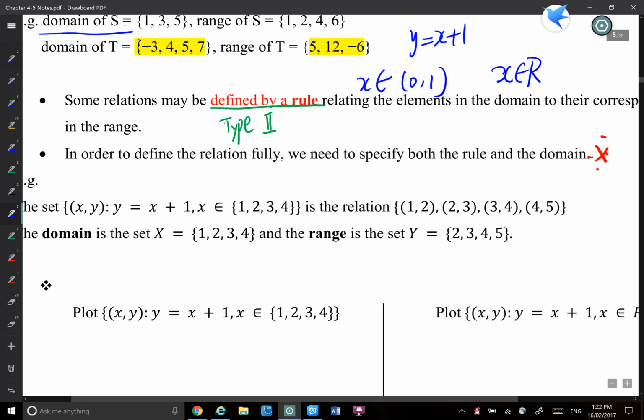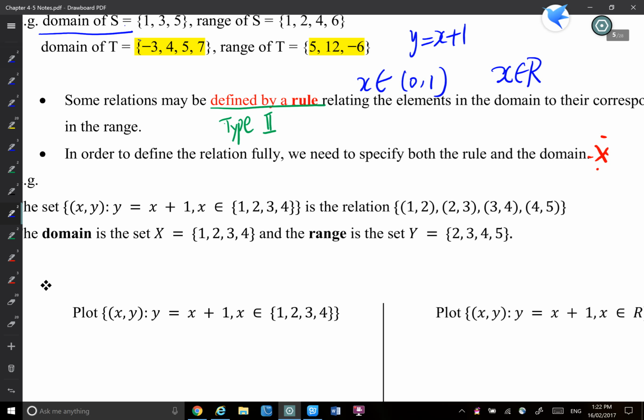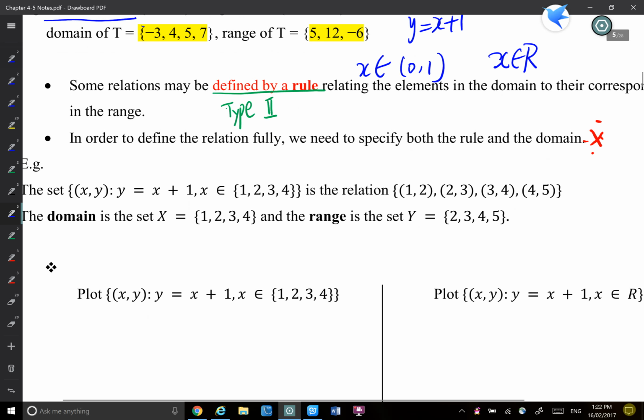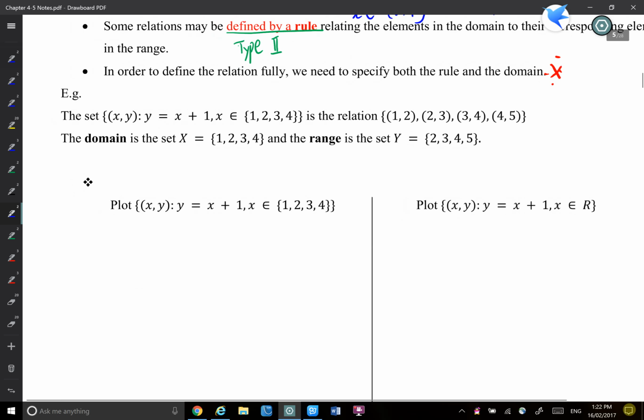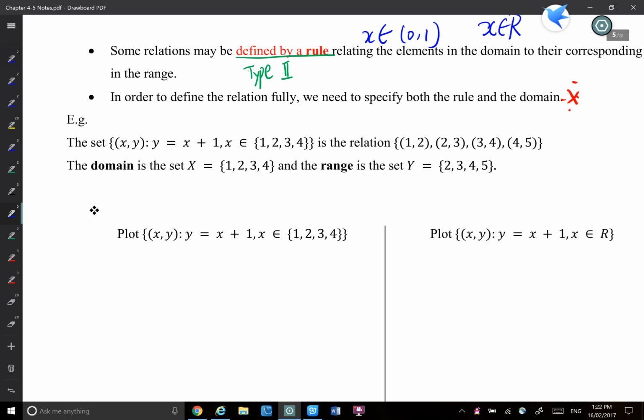If x belongs to R, that will be the full linear. But if your x can only be 0 to 1, that will only be part of the graph. I will explain this more because that's a really important topic here. But for now, what you just need to know is that it can be defined by a rule. Let's have a look at an example. The example will make a lot of sense.